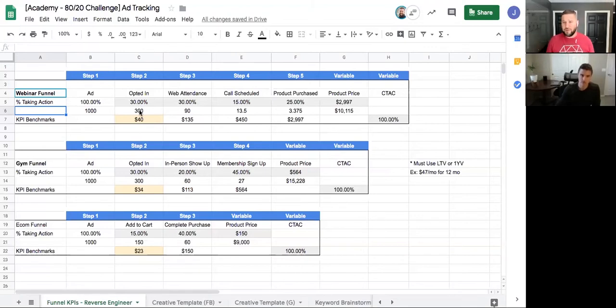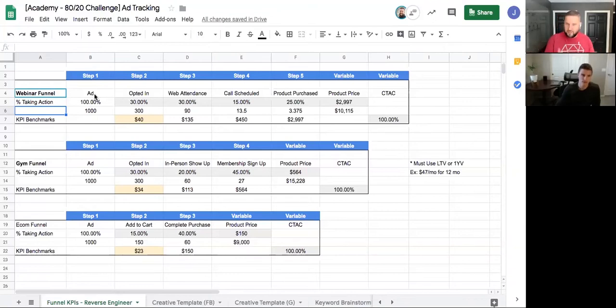You're going to be able to match your funnel up, plug in a few of these numbers that are in gray, and it's going to be able to tell you what your estimated costs are, or what your costs need to be at every stage of the funnel. So let's start with the first one. We've got a webinar funnel, and this is a 5-step funnel.